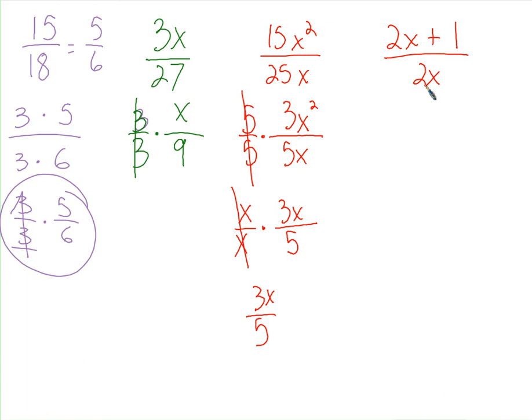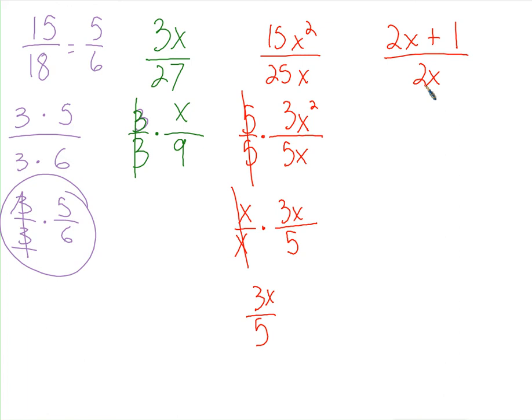Okay. How many of you feel like this is a trick question and that we can't cancel out the 2x's? And how many of you feel like you know why we can't cancel out the 2x's? Okay, well, let's talk about why.